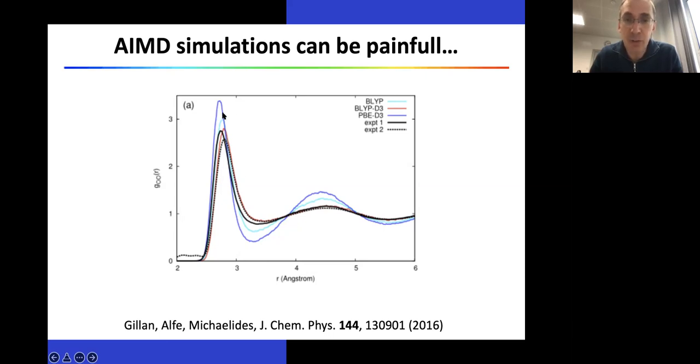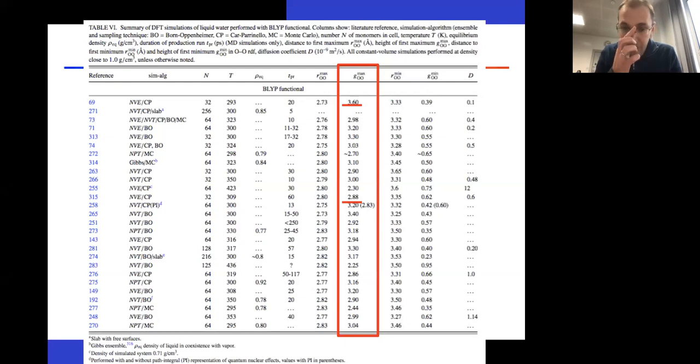What you can see, first of all, and this will not be a surprise based on the earlier part of this lecture, is that the peak height depends upon the functional used. But what's more alarming, and I'll show you in the next slide, is that nominally identical simulations have been run in which different results are obtained. And so here is a compilation from the same review article of the ab initio MD simulations performed with the BLYP functional.